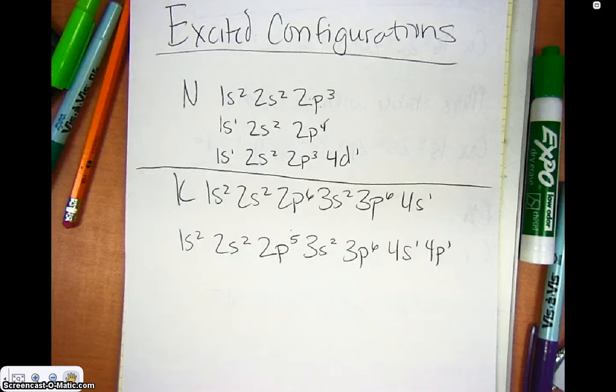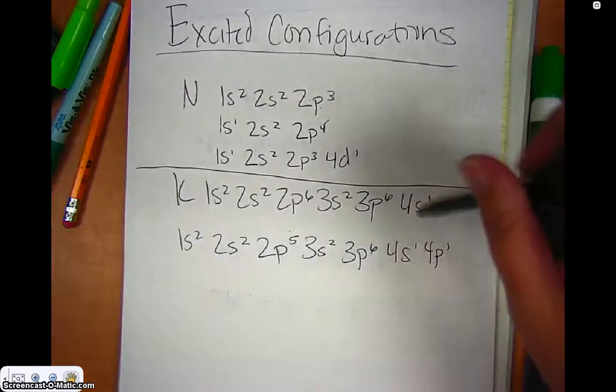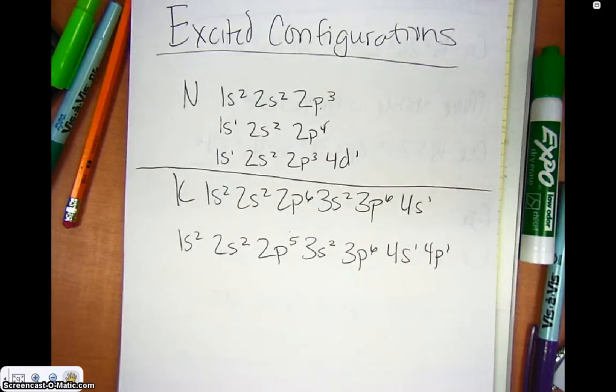The only thing that we need to do is take an electron from a lower energy level and represent it somewhere in a higher energy level, making sure not to overfill any orbitals. And that is an excited electron configuration.